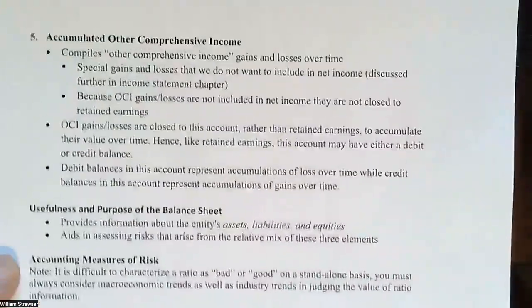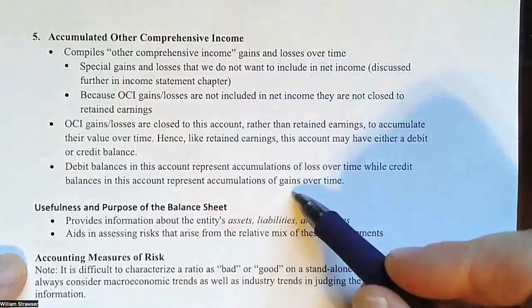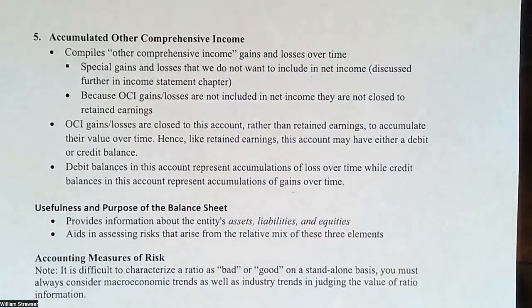And finally, there's accumulated other comprehensive income. And I just want to briefly touch on it to say it is similar to retained earnings, but it's going to collect gains and losses that we have not yet discussed, but we will in the income statement chapter. So know that it exists, know that it's super similar to retained earnings, and we'll talk about it more when we get to those other comprehensive income gains and losses that we'll discuss in income.